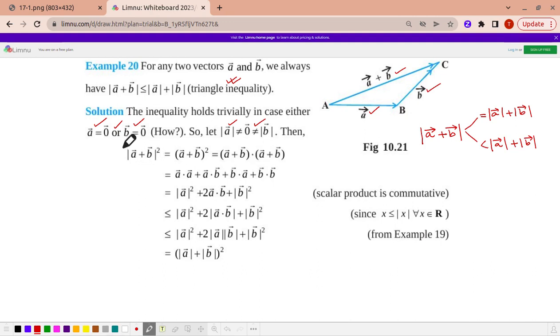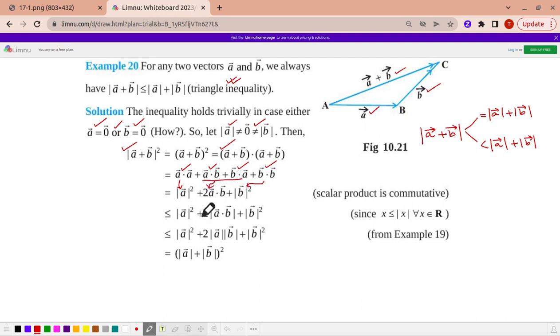So mod of A plus B whole square is equal to A plus B dot A plus B. Now applying the distributive property, that is equal to A dot A plus A dot B plus B dot A plus B dot B. Now we know A dot A is equal to mod A whole square and B dot B is equal to mod B whole square. Then what is there in between is A dot B and B dot A. We know that the scalar product is commutative, so B dot A is equal to A dot B, so we can consider these together and we get 2 A dot B.